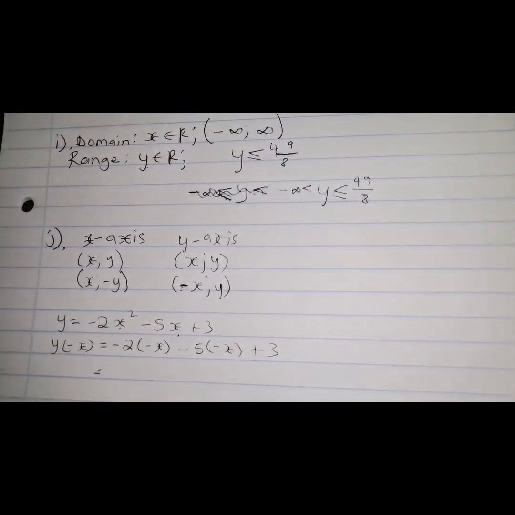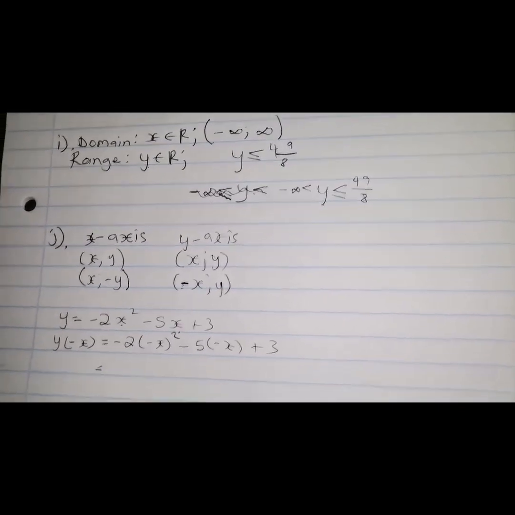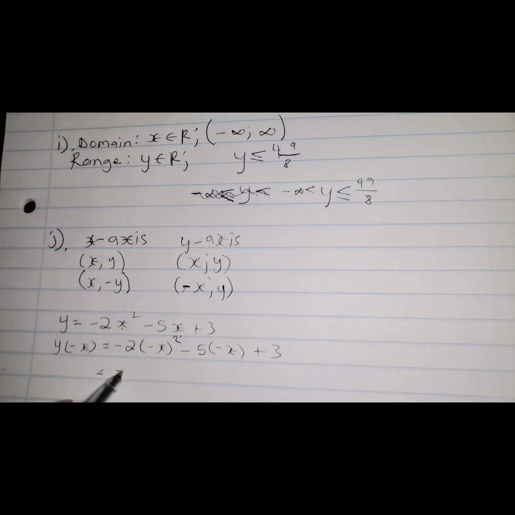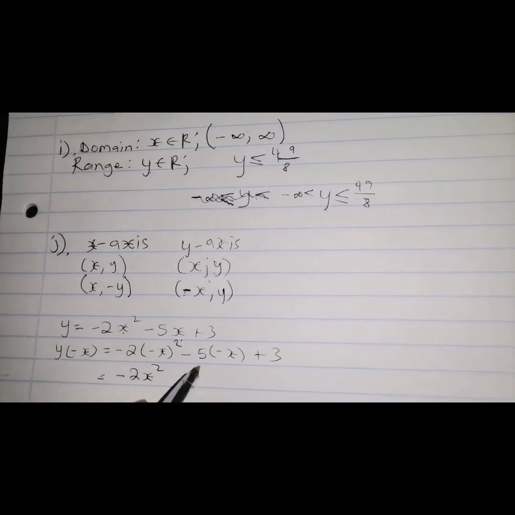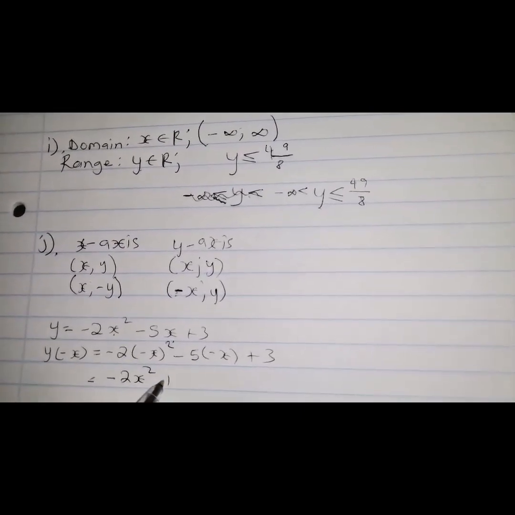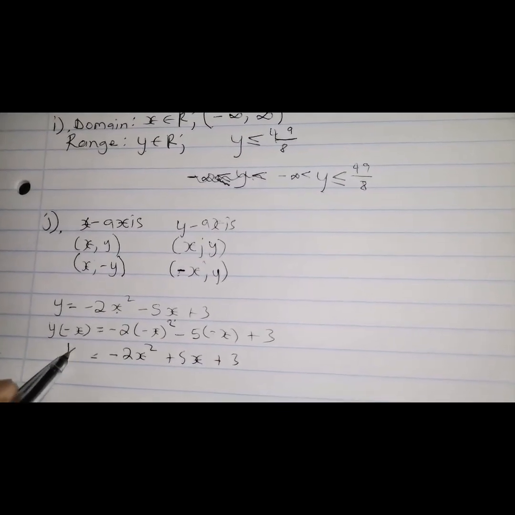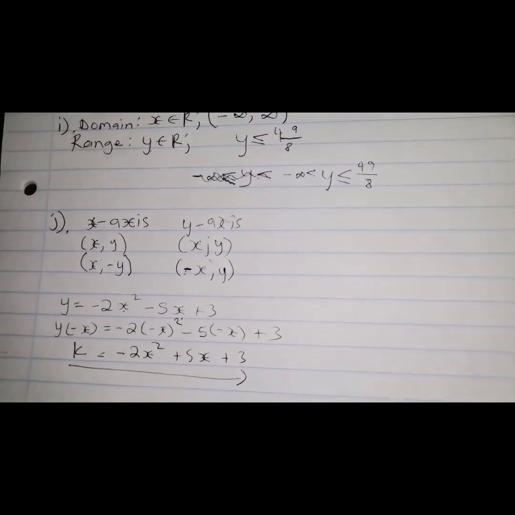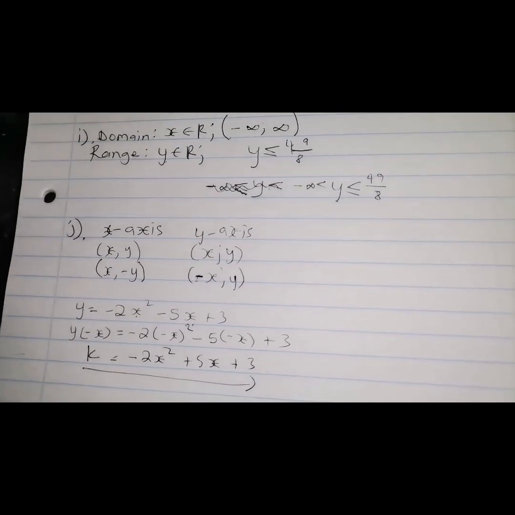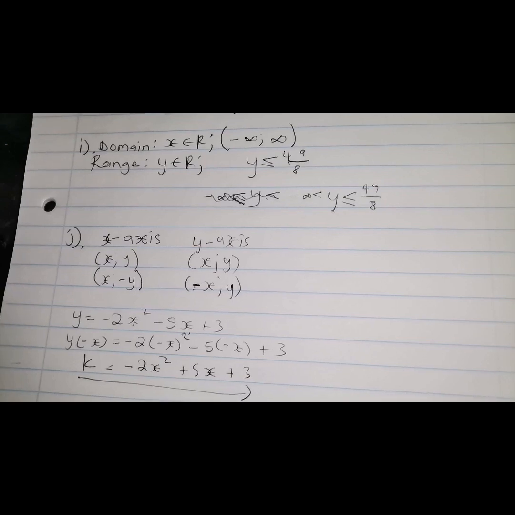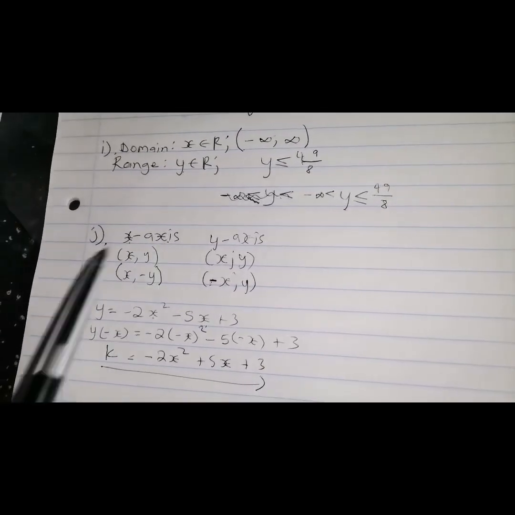Then you simplify basically. I forgot the squared here. Negative x squared is positive x squared, so this one is still the same, x squared. Then negative times negative is positive 5x. Then plus 3. The new equation is done. Then you are done.